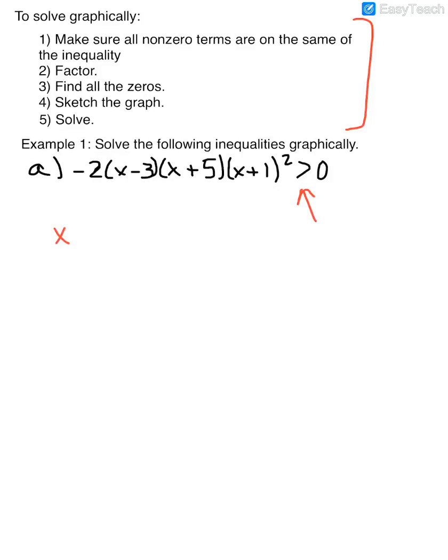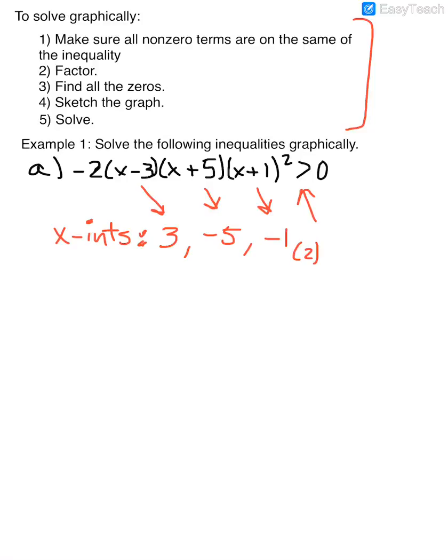The x-intercepts would be, and you can write them like this if you want, 3, it crosses at -5, and it crosses at -1. Remember, that's a double root, so that happens twice. I'm just taking them from the parentheses here, just like if I set them equal to 0 and solved. That's all I'm taking them from.